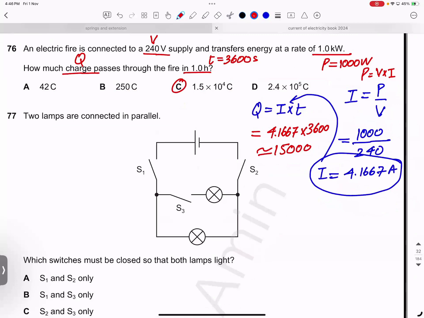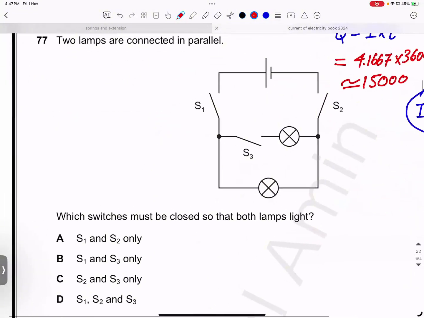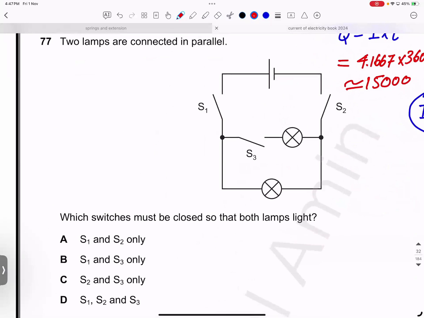Okay. Next question. 77. Two lamps are connected in parallel. Which switches must be closed so that both lamps light up? All switches. To light up both lamps, you need to close all switches. 1, 2, and 3.